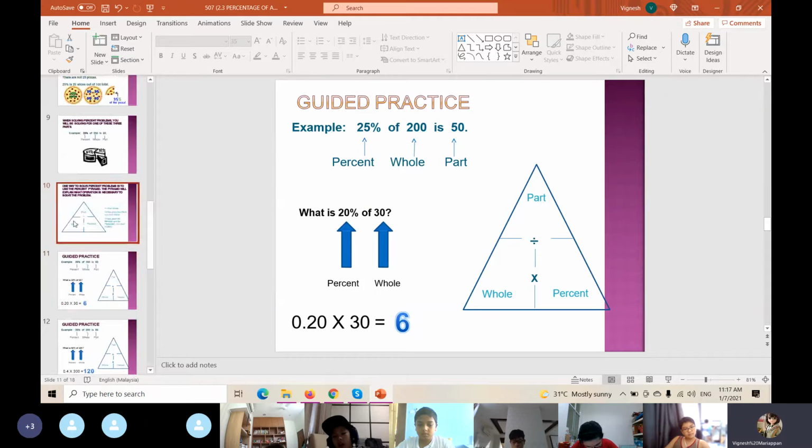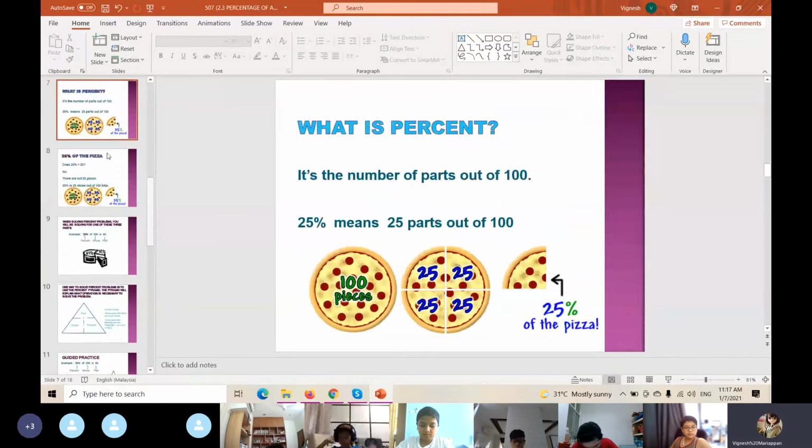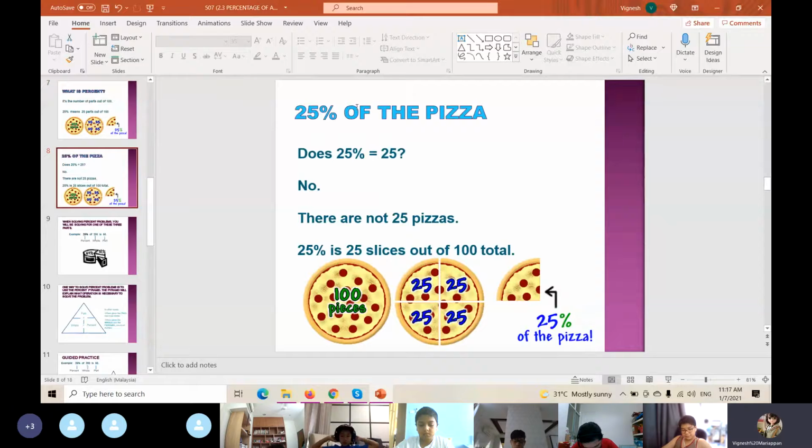What we need to do is the triangle. Okay, before that I will roughly explain this. Okay, 25 percent of the pizza. Does 25 percent equal 25?